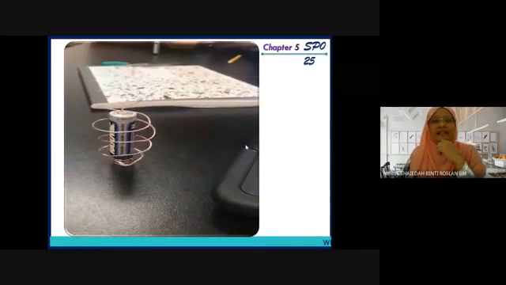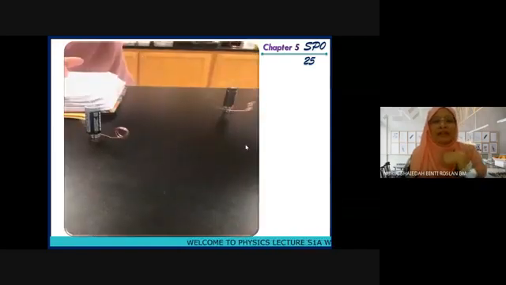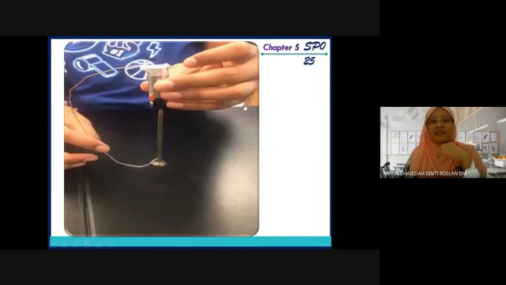Video ni you boleh cari lah dekat TikTok, banyak ni rasanya. You type je electromagnetic induction, you can see banyak eksperimen yang diorang guna ni.